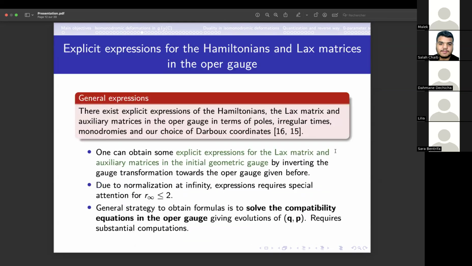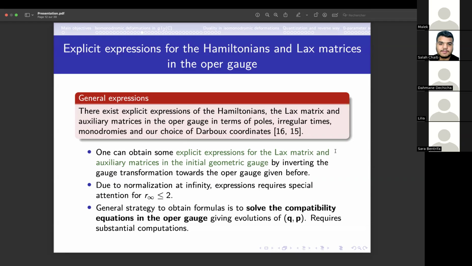So, expression of the Lax matrices in the upper gauge. First of all, I will give you just the results that we were able to get in the upper gauge. You do not need to consider isomonodromic deformations in order to get the explicit expressions of the Lax matrices in the upper gauge. You just need the formal fundamental solution or the formal classification in order for you to get the explicit formulas. So for R infinity less than or equal to 2, special treatment should be done, but it's not unmanageable. It's doable, I would say.